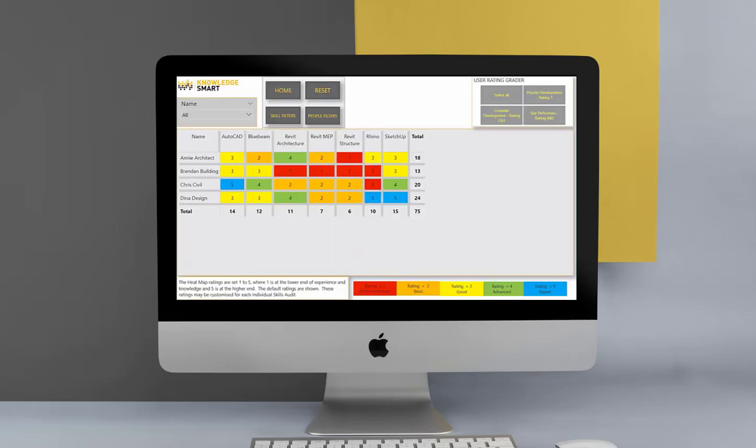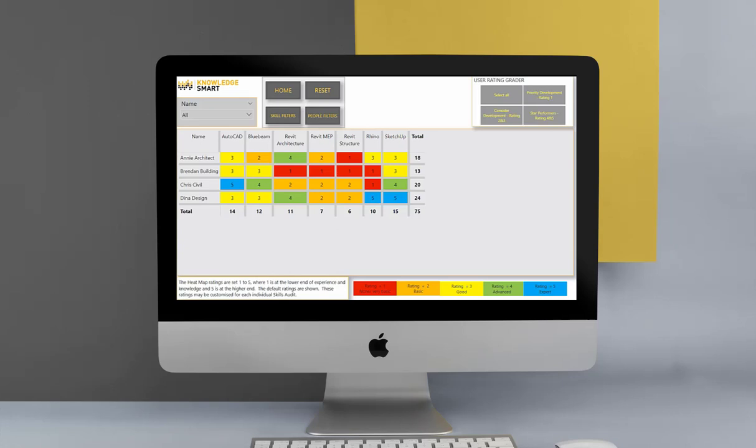This is one of the heat maps in the report. It's on page 6. The usernames are listed down the left-hand side, and the skills of interest are shown along the top. The matrix cells are colour-coded according to the rating from 1 to 5, the key to which is shown at the bottom of the page.